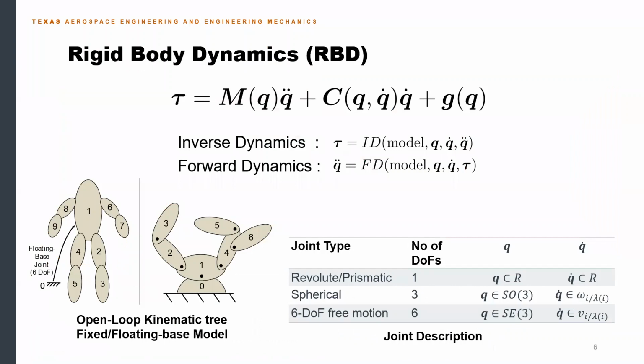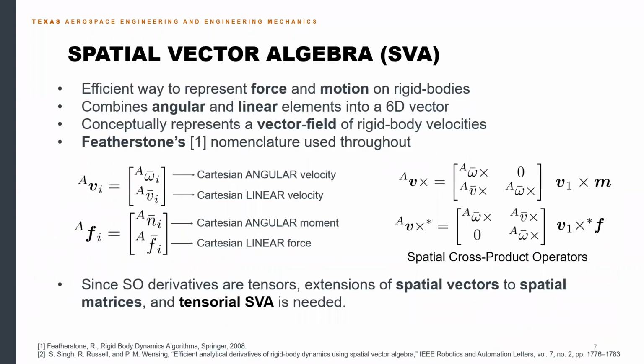We quickly review the rigid body dynamics here given by this equation. We get inverse dynamics if we compute the joint torque given acceleration, and we get forward dynamics if we compute acceleration given joint torque. We consider all possible joint models from a 1-DOF revolute to a 6-DOF free motion joint. For this work, we only consider open loop kinematic trees with fixed or floating base. For the analysis, we use Featherstone's spatial vector algebra to represent force and motion on rigid bodies using 6D vectors. The theory also defines spatial cross product operators denoted by cross and cross star.